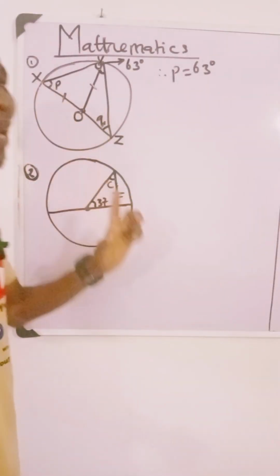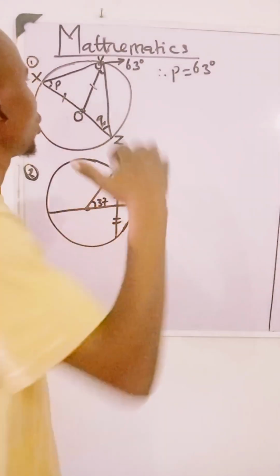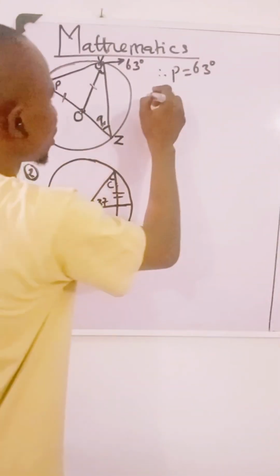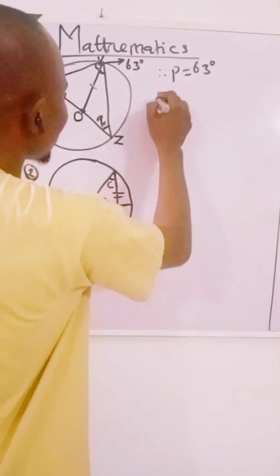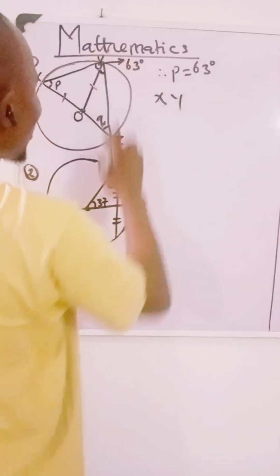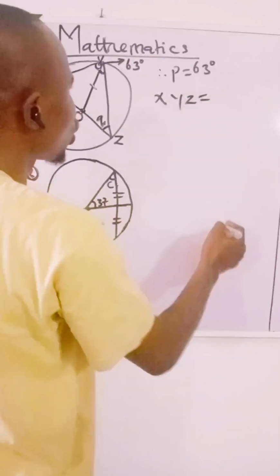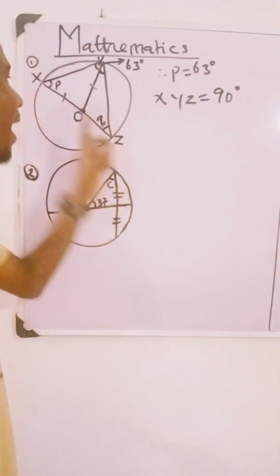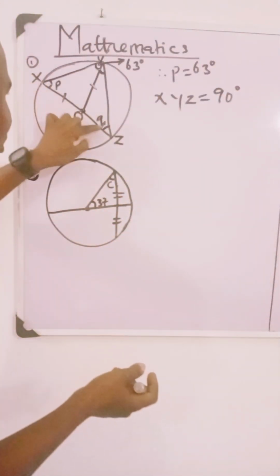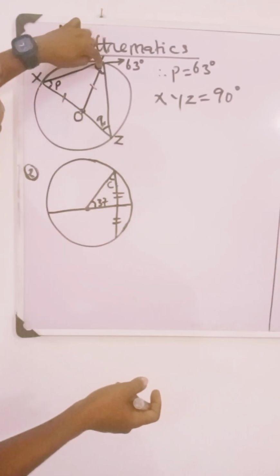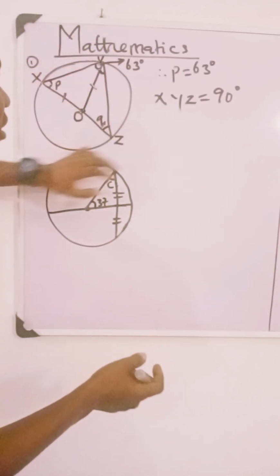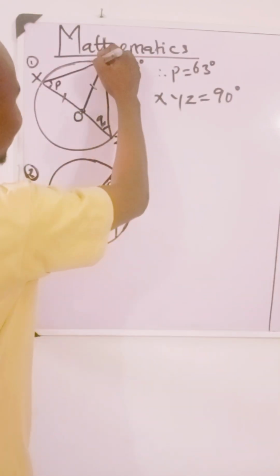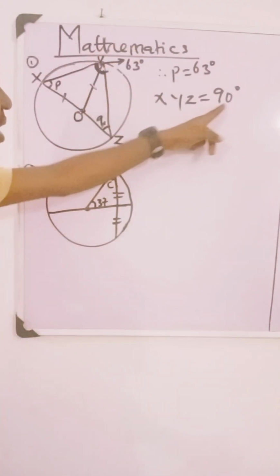Now I am going to apply the rule of angles in a semicircle. So therefore, what I'm going to have is angle X, Y, this is my Y, Z, is equal to 90 degrees. Why? Angles in a semicircle. This angle is in a semicircle, right? This is a semicircle. So this angle is what? 90 degrees.